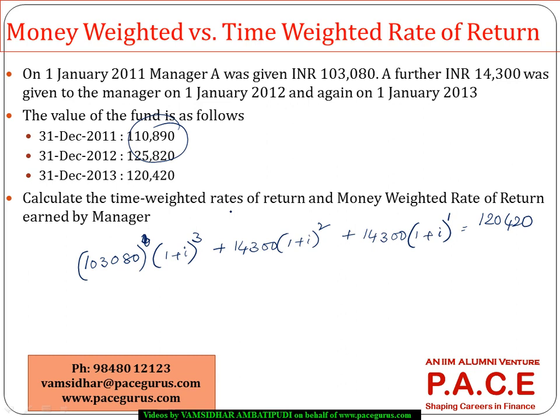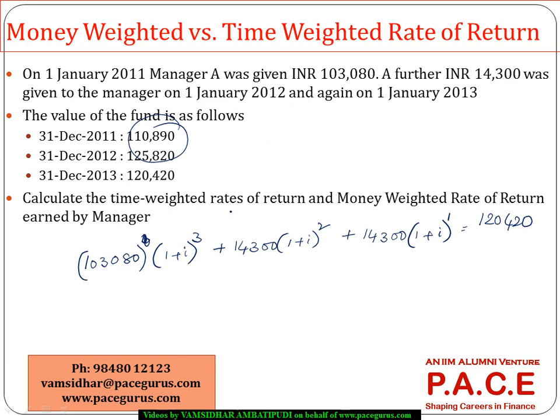additional cash flow. So for each additional cash flow that is coming in, I will find out the present value or the future value of that cash flow and then equate it with the final result itself. That is what is the money weighted rate of return.